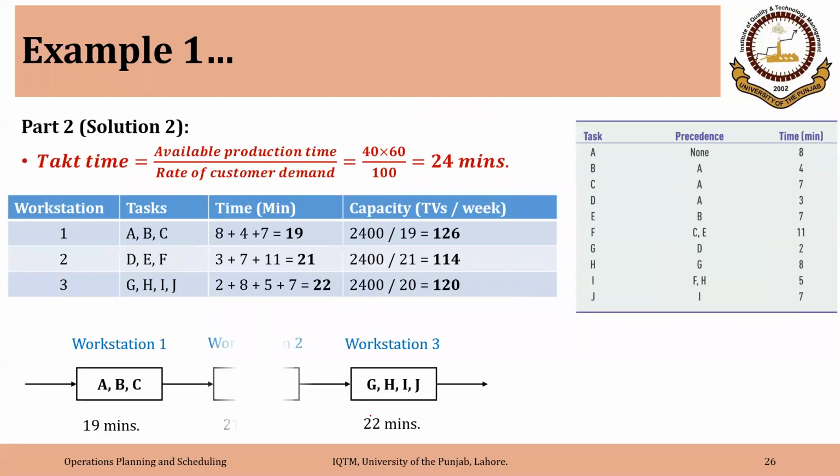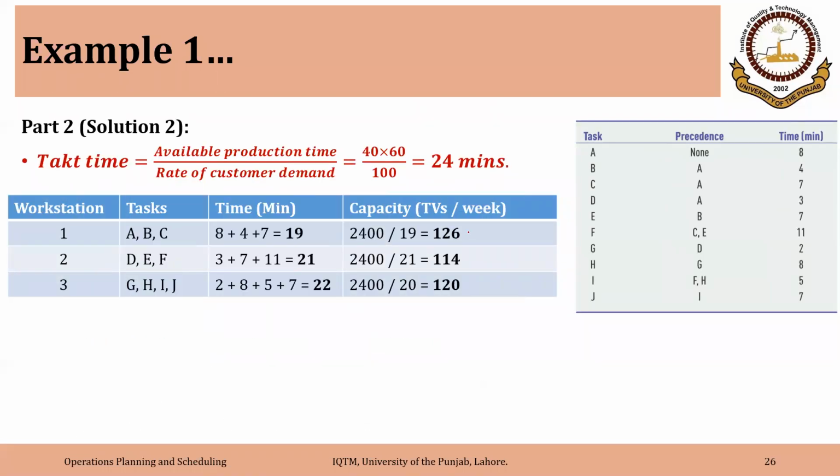There is another possibility. We can have a different arrangement as well. Instead of A, B, C, and D, we can combine A, B, and C only to make workstation 1. So time will be 19. Workstation 2 comprises D, E, and F elements, so time will be 21. And the last workstation comprises G, H, I, and J, and time is 22.